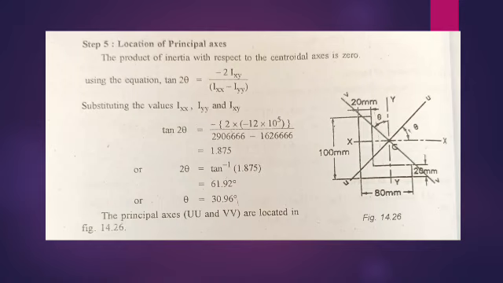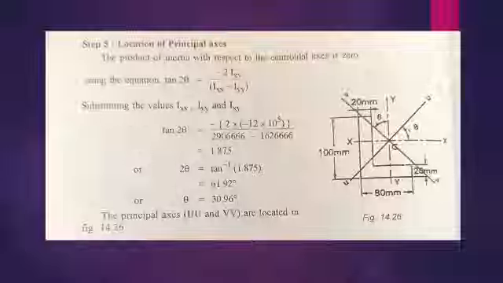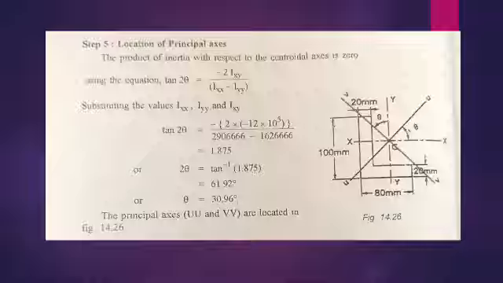Then locate the principal axis in the diagram. We have the angle section. Already we found the centroid. From that centroid, you have to locate the UU axis and VV axis inclined at an angle 30.96 from X and Y. Is it clear? You have to locate the axes UU and VV from the x-axis and y-axis, inclined at an angle of 30.96, that is the theta value.